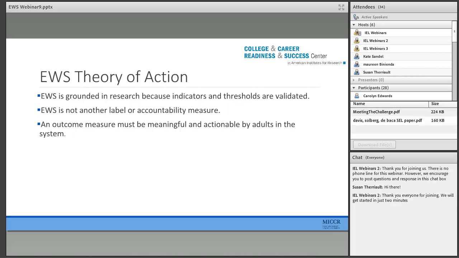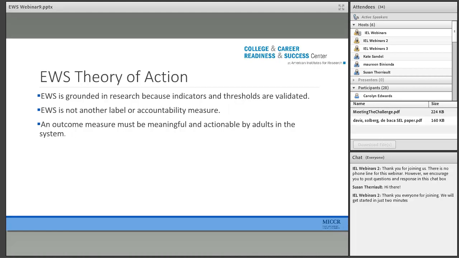And then one key element to being actionable is that the outcome measure has to be meaningful to adults in the system. It has to be something that an adult in the system is equipped to support a student with. So for example, in another state, they were identifying kindergartners who were at risk of not graduating from high school.